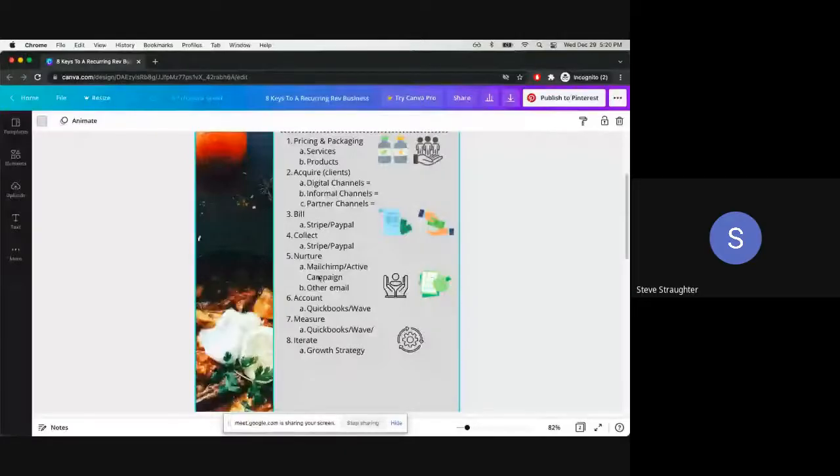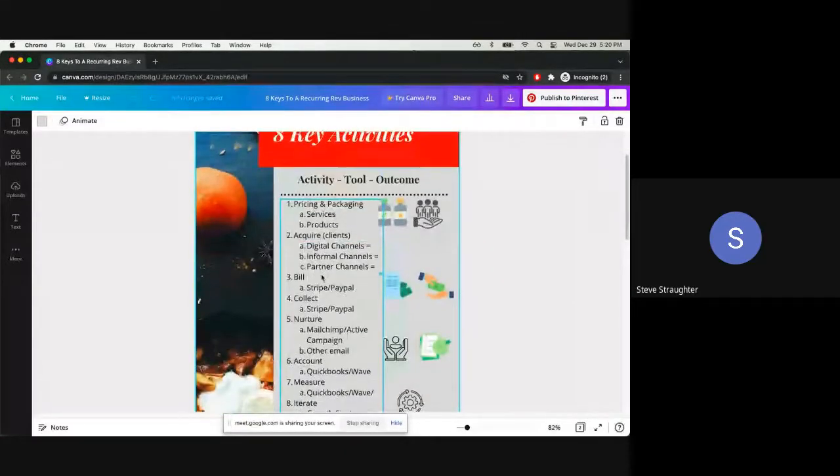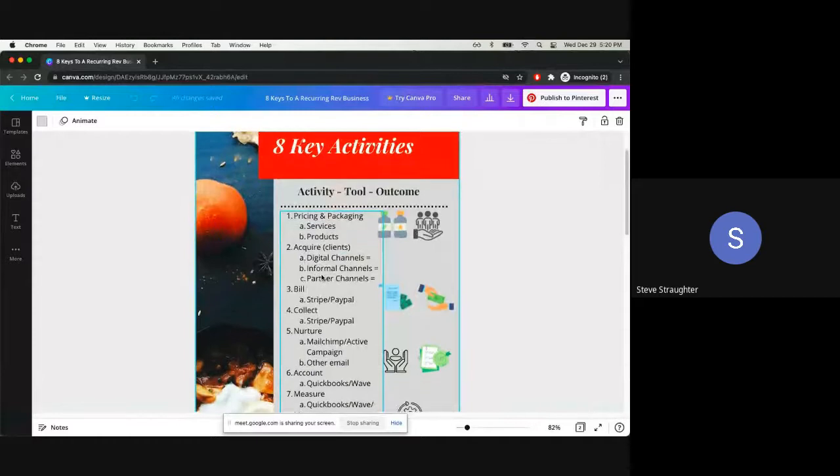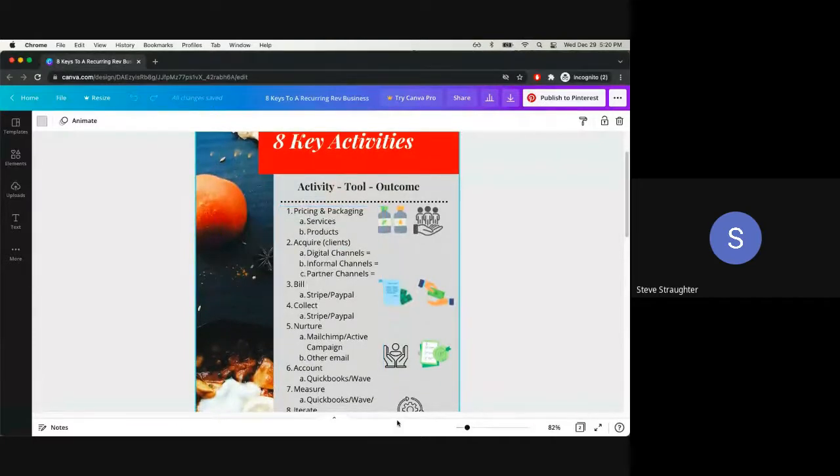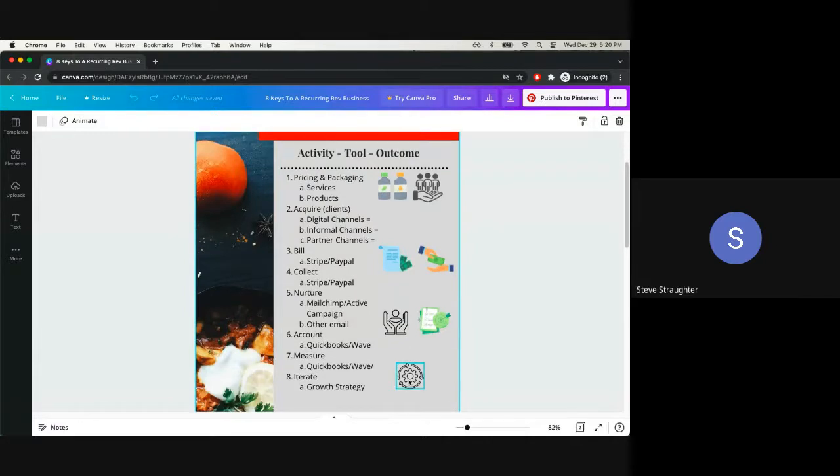And I know we had some people pop into the class a little bit later, so I just want to let them see this brilliant 8 key activities that you put together. And for those of you that came into class a little bit later, this is where we started. This is what we went over last class period.